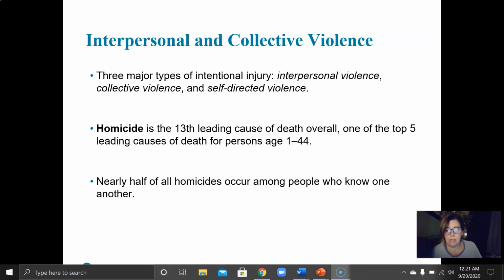Homicide is defined as murder or non-negligent manslaughter, killing of another human. It's the 13th leading cause of death in the United States. It is among the top 5 causes of death for people aged 1 to 44. That always gets me. Nearly half of all homicides occur among people who know one another. Homicide rates reveal clear disparities across race, gender, and age.